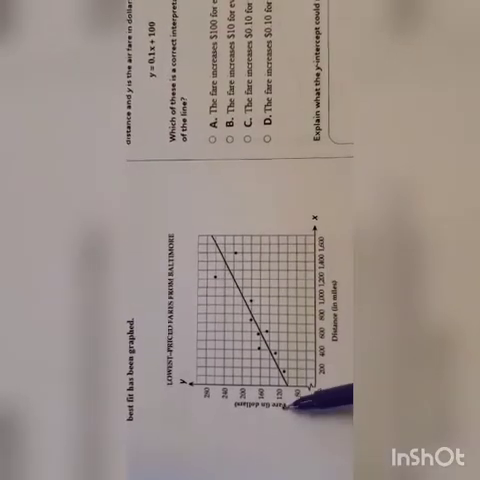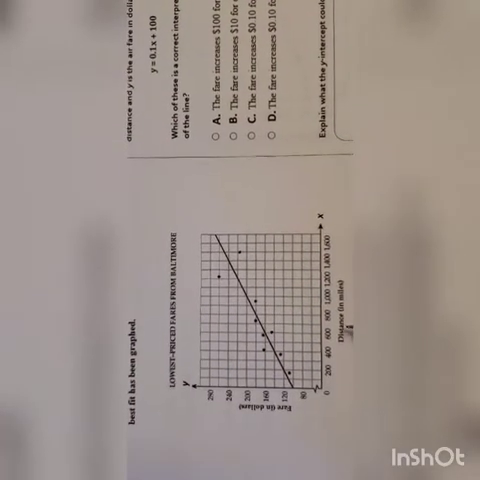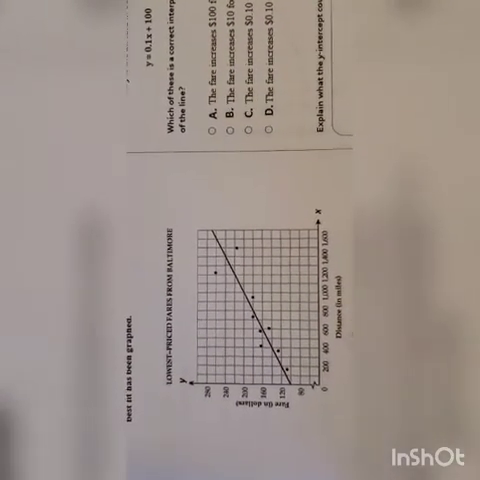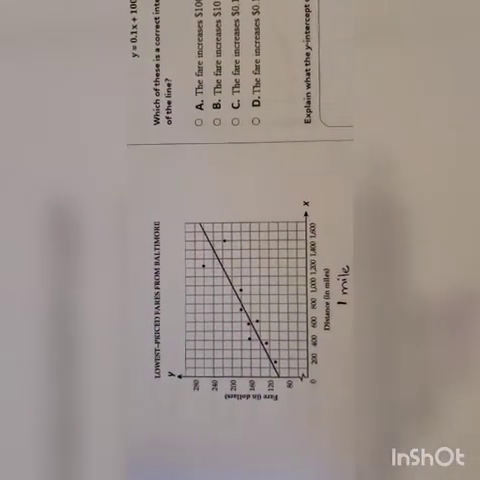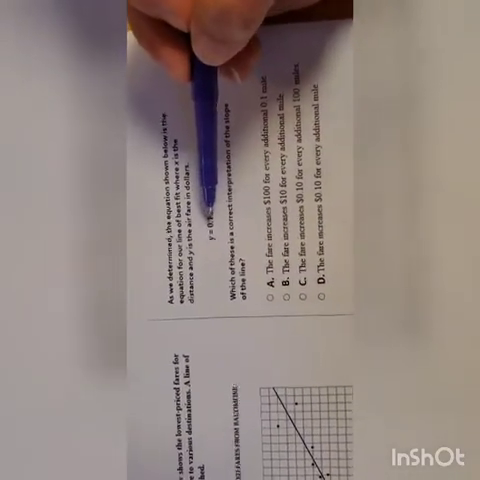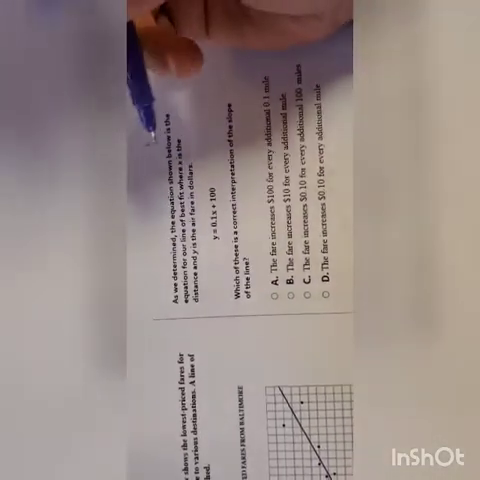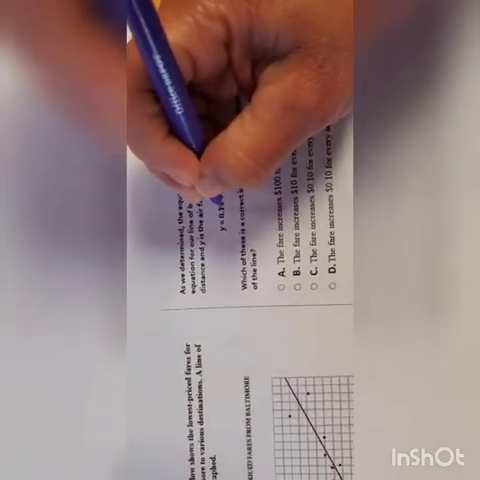Which of these correctly interprets the slope of the line? Now, remember what our slope means. It means how much our y is increasing for each x. So every time we travel 1 mile, how much is the fare increasing? That's what slope means. So if our slope is 0.1, that means that we are increasing $0.1 for every mile that we are traveling.